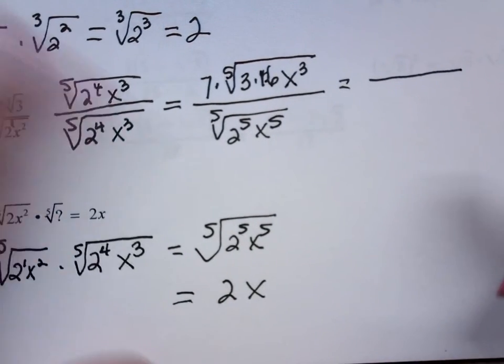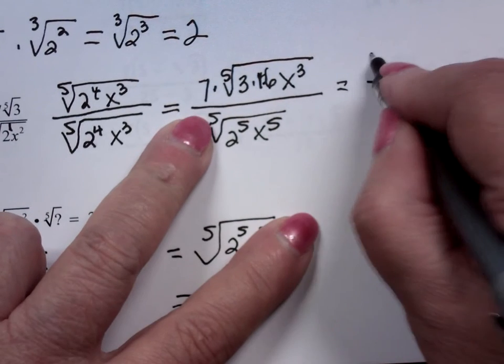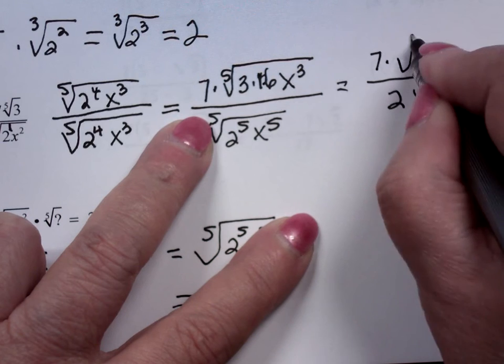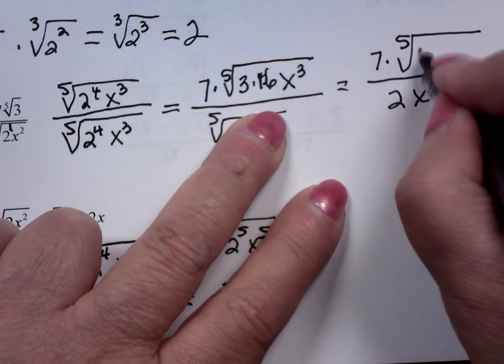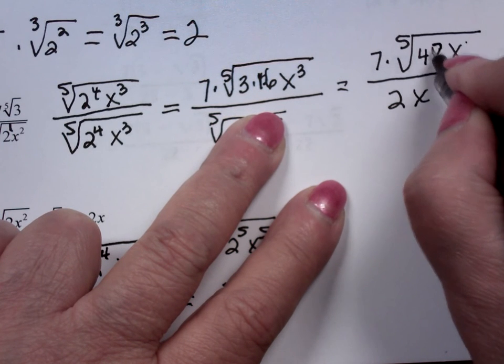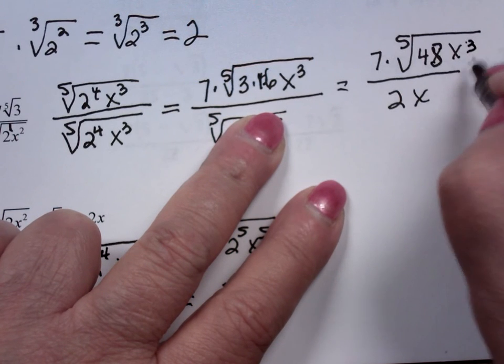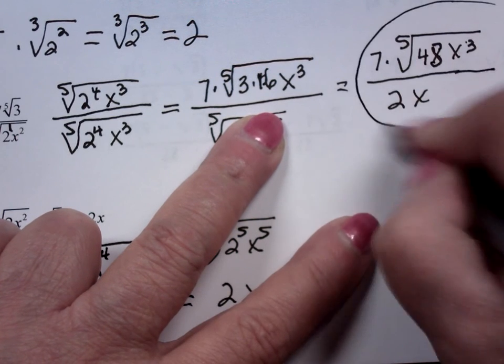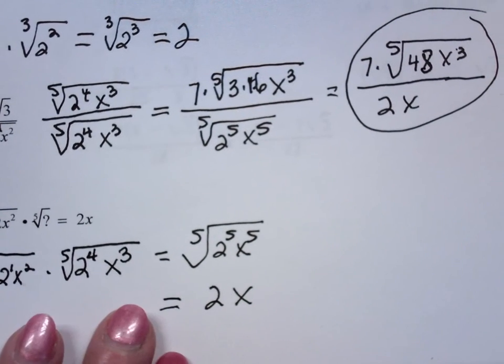Denominator is 2x. The numerator is 7 times the 5th root of 3 times 16 is 48, x cubed. My mind moved ahead. X cubed. I know.